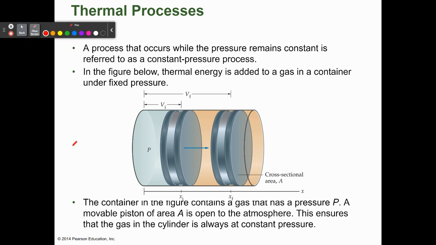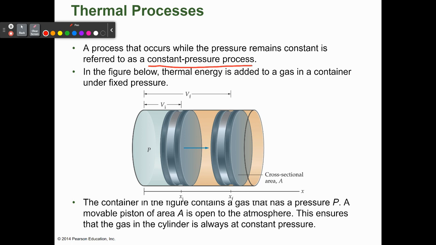All right, so processes that occur while the pressure remains constant are called constant pressure processes. So this particular diagram is showing you what it would look like for a constant pressure process. Thermal energy is added to the gas in a container under fixed pressure, and that pressure does not change. So what happens is the volume will change when we add the heat.